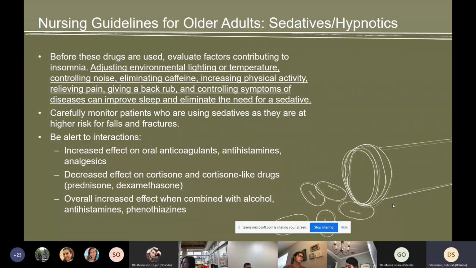And as you know, anybody taking sedatives is at high risk for falls. Do y'all see a common thread here in these medications? Many of our medications place our older patients at high risk for falls, which is bad because they're already at high risk for falls. And so always keep that in mind when you're taking care of these older patients. All right, and there's some interactions here. Okay. I won't ask you about the interactions, but just know that there are some interactions related to these sedatives. All right.